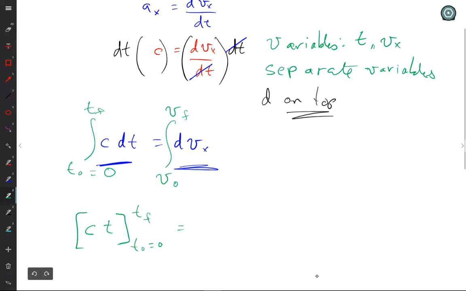So there's the left side. The right side is even easier. Why is it easier? Because there's no constant. You just have integral of dvx, which becomes dx with our limits.